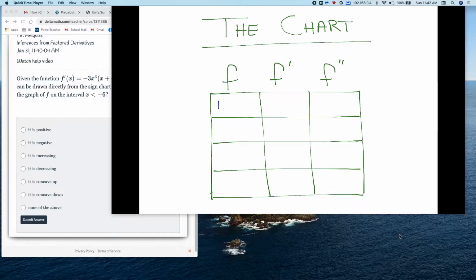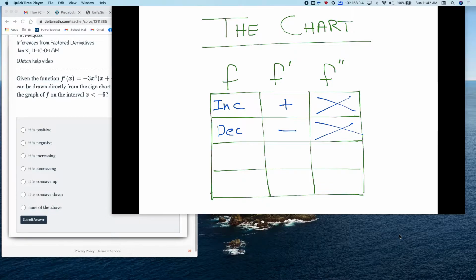So if f is increasing, f prime is positive, and we really don't get anything about the second derivative. If f is decreasing, f prime is negative, and again, we don't get anything about the second derivative.